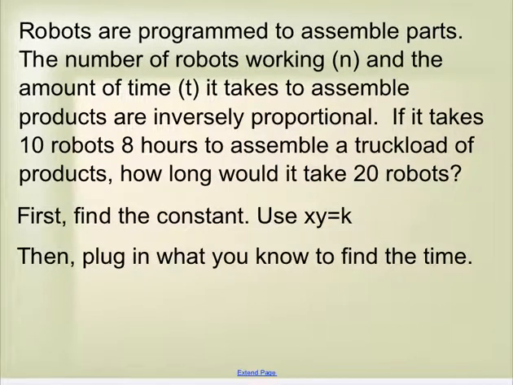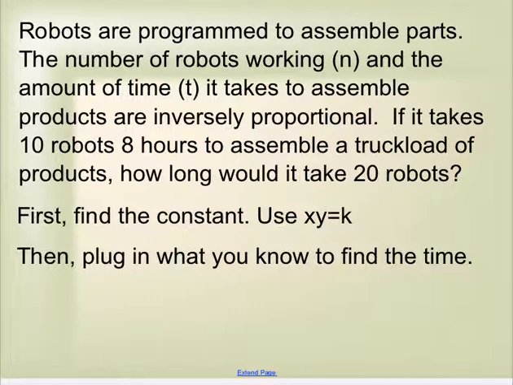All right, different situation. Robots are programmed to assemble parts. The number of robots working, n, and the amount of time it takes to assemble the products are inversely proportional. If it takes 10 robots 8 hours to assemble a truckload of products, how long would it take 20 robots? First, find the constant, and then we're going to plug in to find the time.